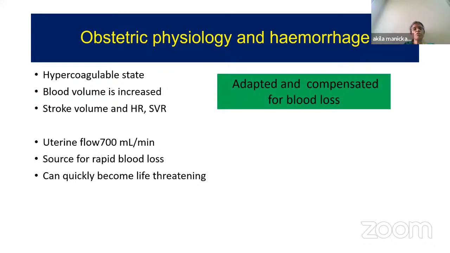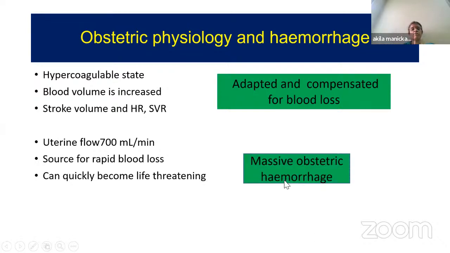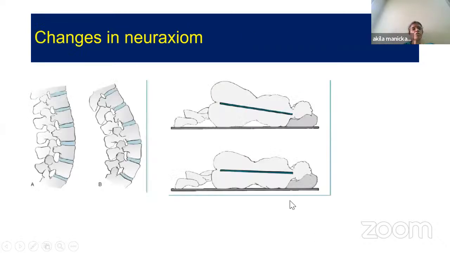But when you look at the physiology, it is actually adapted and compensated for this blood loss. And so massive obstetric hemorrhage can occur without warning. And when you look at the neuraxial changes, there is an exaggerated lordosis. What does that do? It often leads to technical difficulty in identifying your interspinous space because it gets narrow.